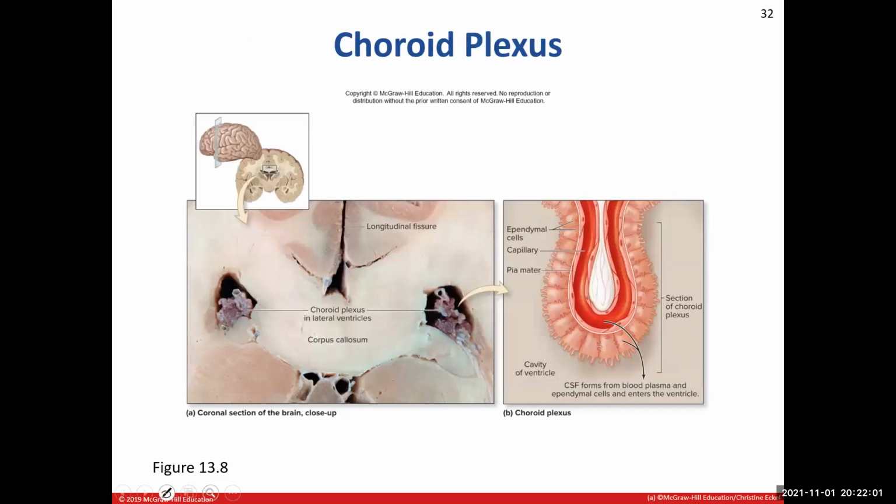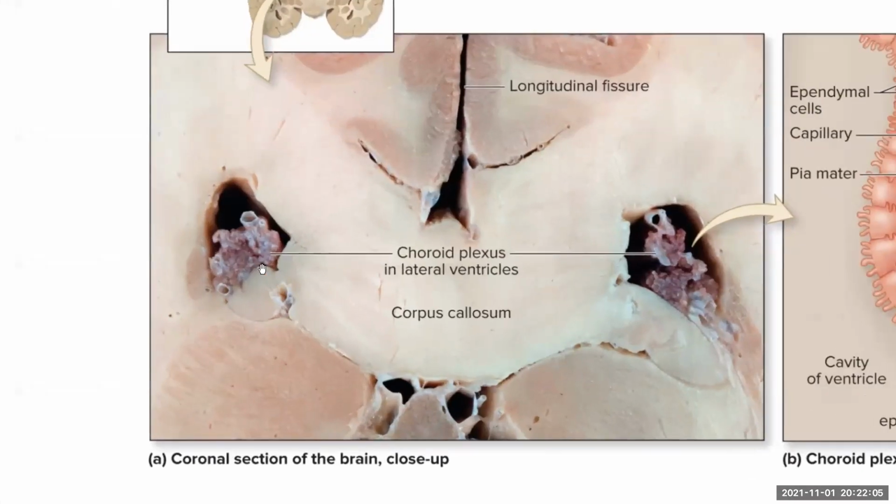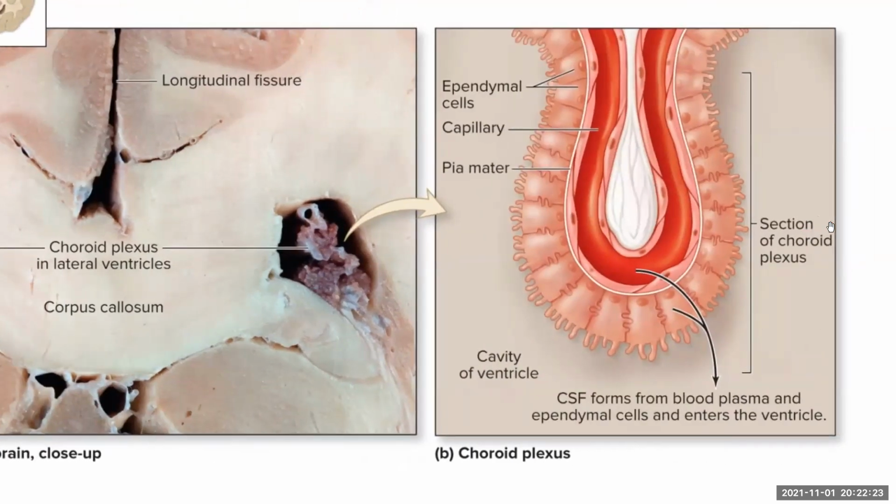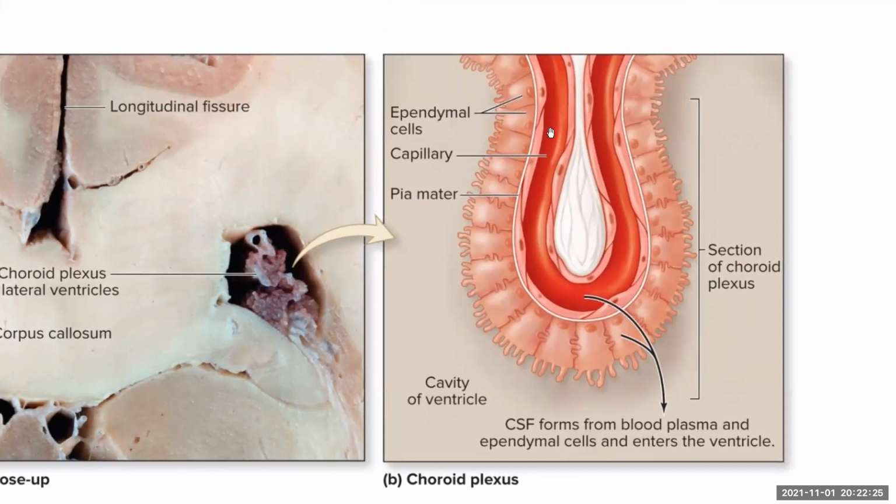You can see here on this picture, we have our live dissection, and here is our choroid plexus. It's these structures that have capillary blood vessels and ependymal cells, and they start to produce the CSF and pump it into the ventricles here. If we zoom in, this is pretty much what it looks like. Here's your capillary, and lining that capillary are the ependymal cells.